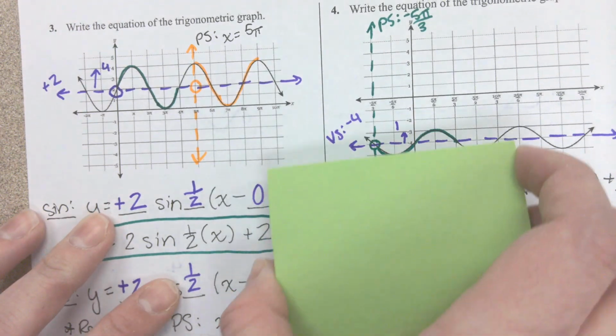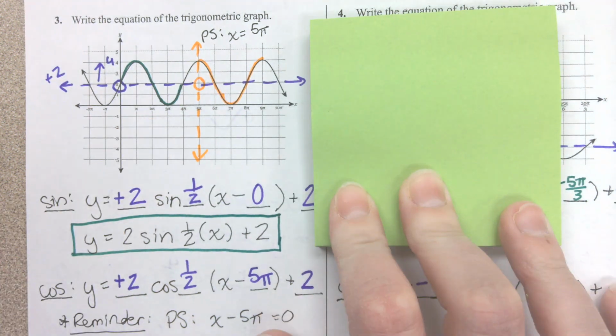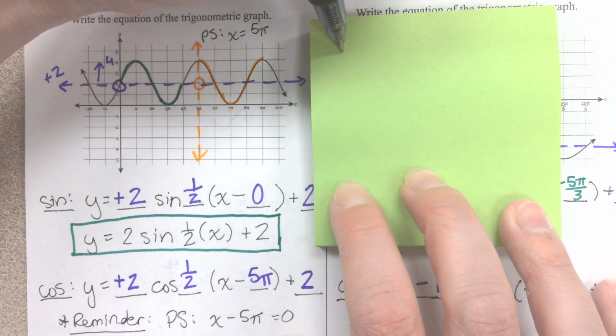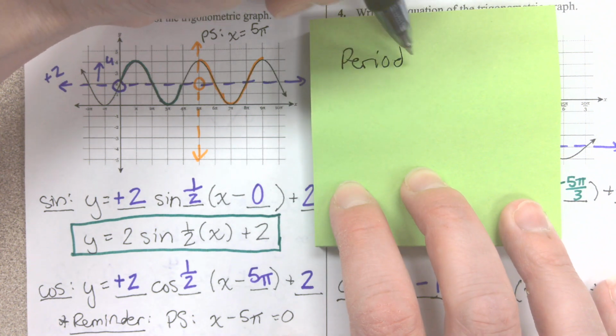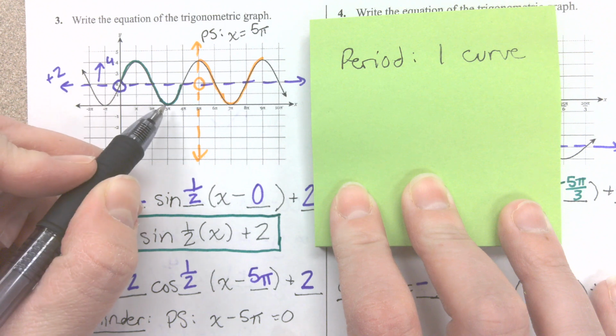So let me show you with the easier example. It's going to seem unnecessary for the easy example, but it will make sense when I do the harder example. So let me go back to 3 real quick. We did that one the other day. When we found the period, again, that's one curve. Our one curve went from 0 to 4 pi.